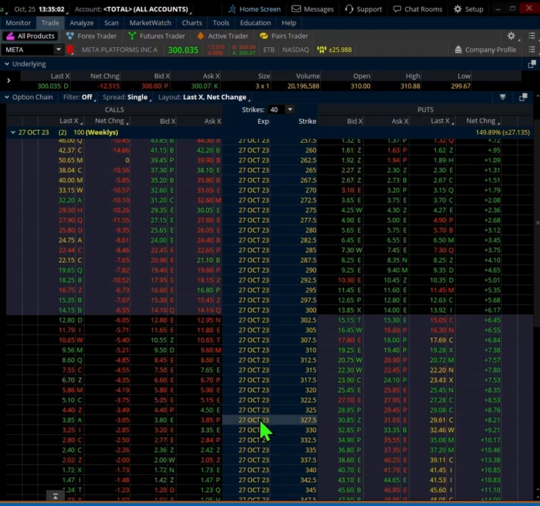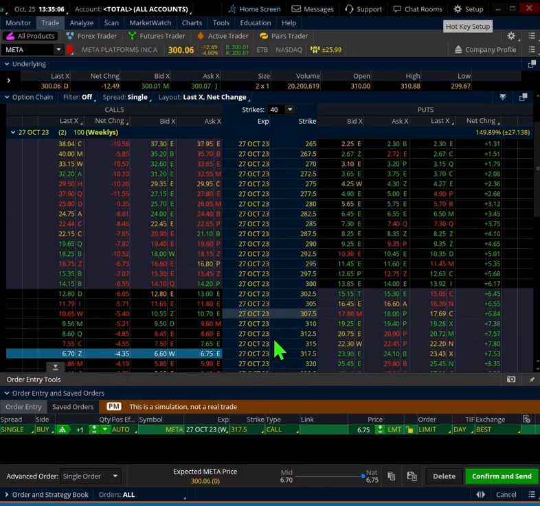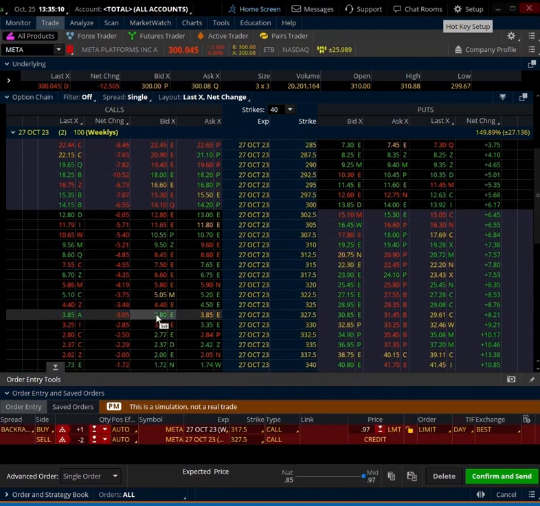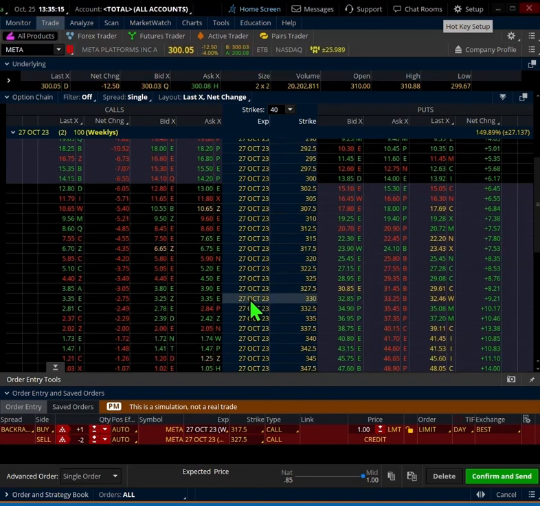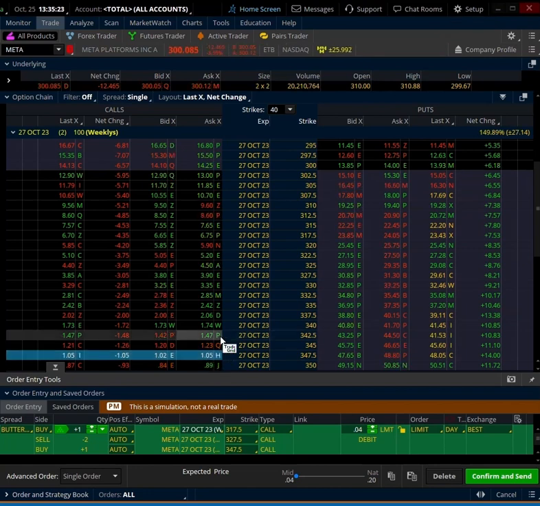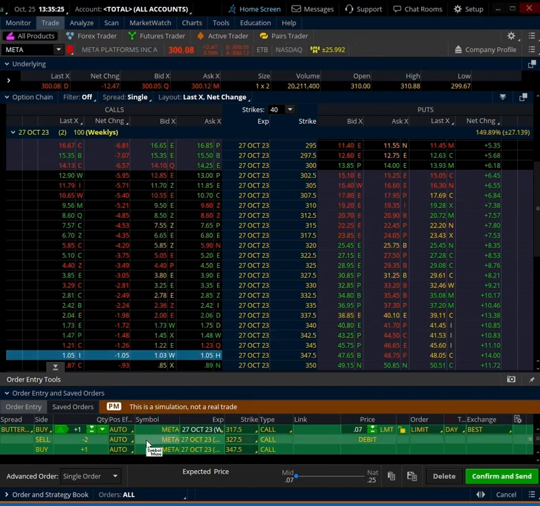Let's just go 10 wide. So we'll buy a 317 and we'll sell two of the 327.5s. Or excuse me, we were going to buy the 317.5. And for our last leg, we will buy the 347.5. Now, let's bring this up on the Analyze page and see what this looks like.